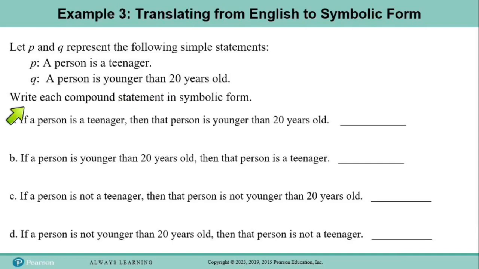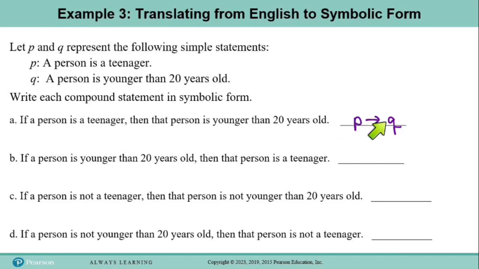And then the instructions say write each compound sentence in symbolic form. Part A, if a person is a teenager, then that person is younger than 20 years old. So I'm sure you recognize statement P here. So it says if P, then, so we'll put our if-then symbol, Q. This next part is statement Q. So we have if P, then Q.